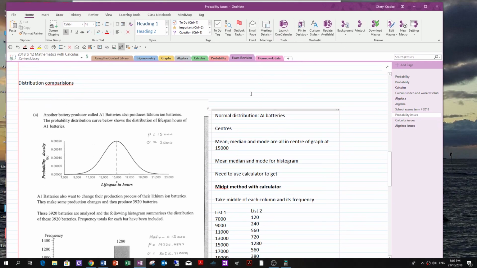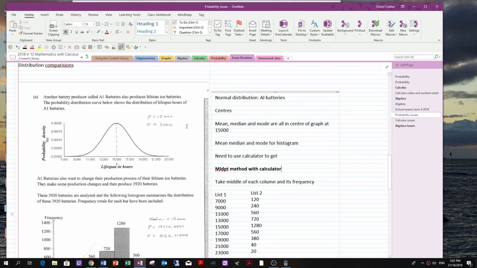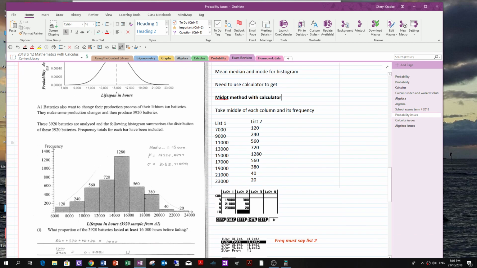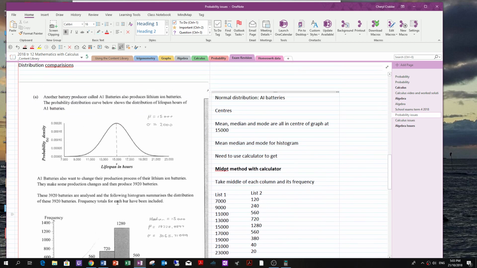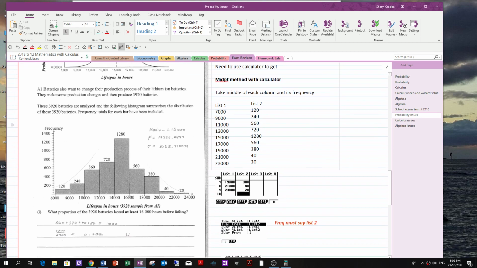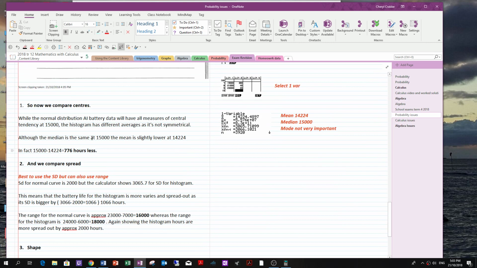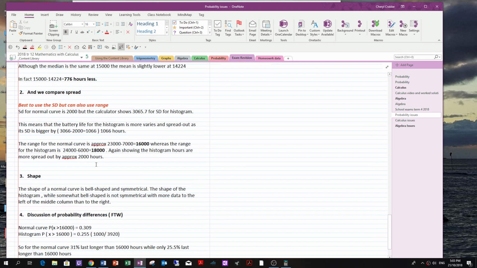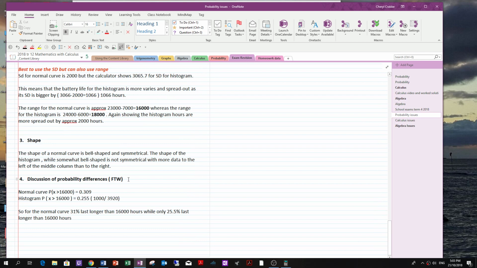Okay, we're going to talk about the distribution comparison question, which I'm guaranteed there will be one of these at least on the NCEA exam. And we're comparing a normal distribution with a histogram of similar data, lifespan in hours of batteries. When we compare a normal distribution with one that's not normal, we're going to talk about centers, spread, and shape, and then we should probably talk about their actual probabilities and the differences between them to give a fourth point.